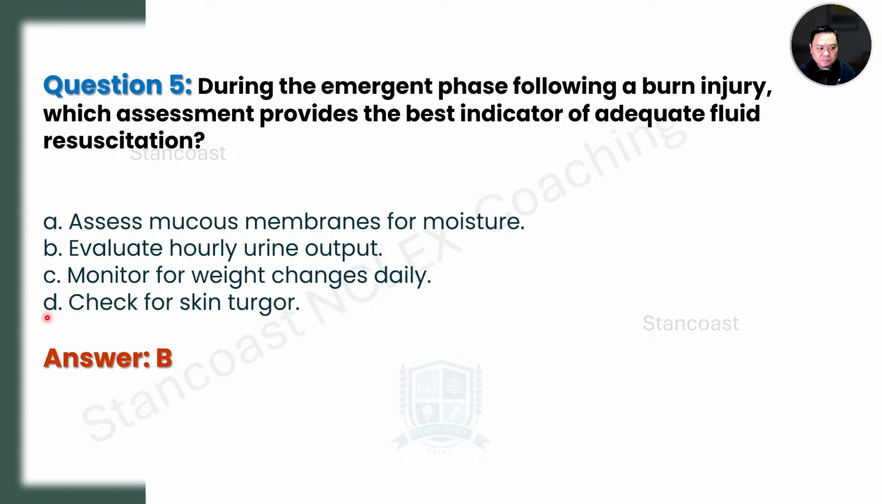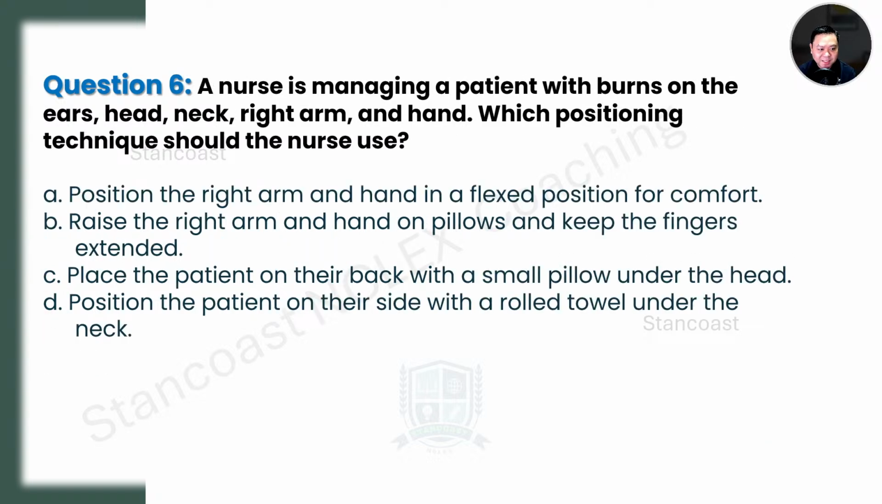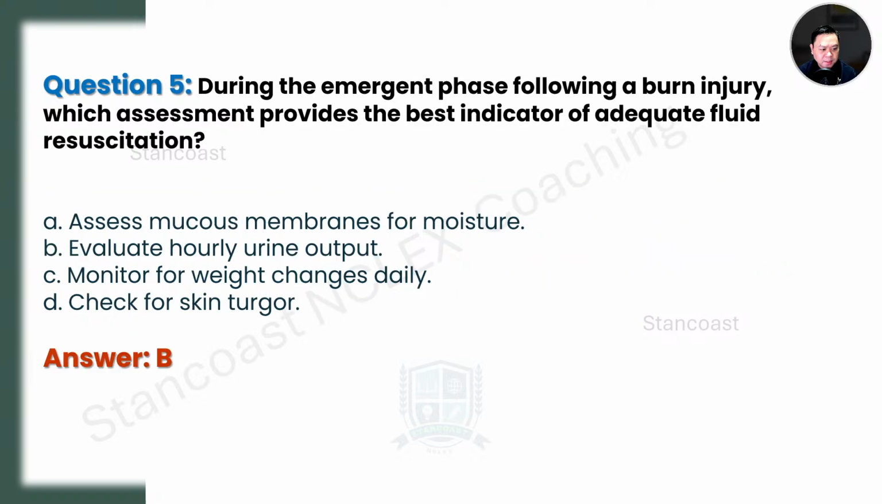Now, if you selected letter D, check for skin turgor, this is also incorrect. The reason for that is that it's not going to be as useful in burn patients due to the altered skin, and the dynamics of their fluids after the burn injury is totally deranged this time. So this is not going to be reliable, and the same goes for the assessment of the mucous membranes. Now let's have our item number 6.